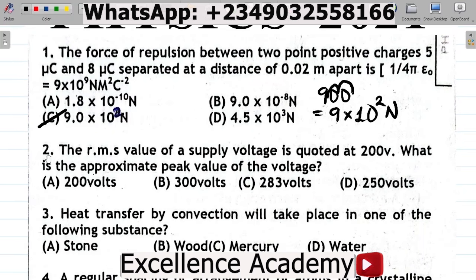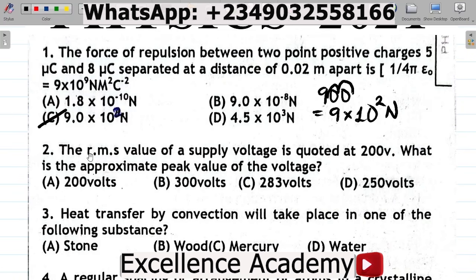All right. Question number 2 says the RMS value of a supply voltage is quoted at 200 volts. What is the approximate peak value of the voltage? A, 200 volts, B, 300 volts, C, 283 volts, D, 250 volts. So how do we solve this question?